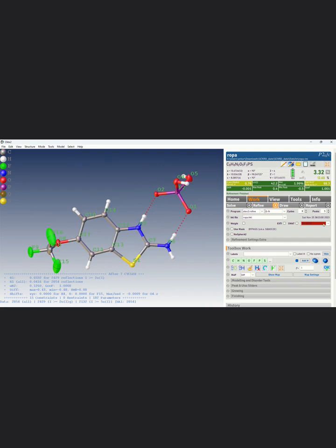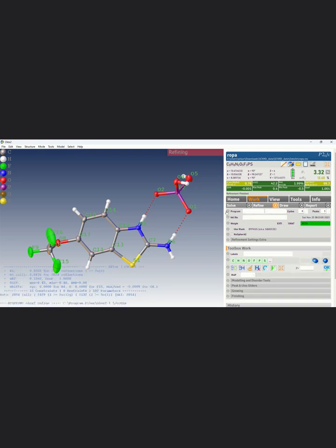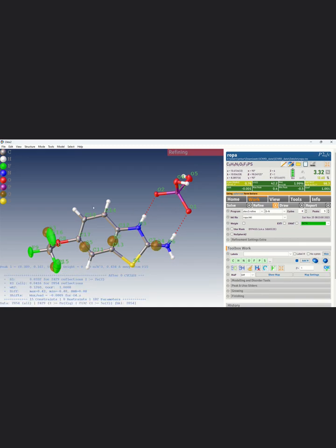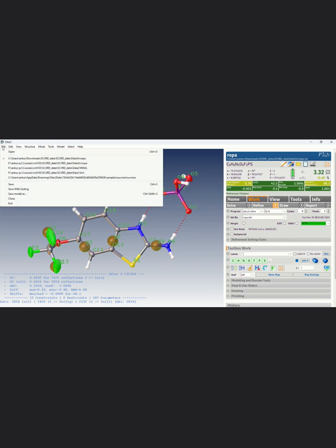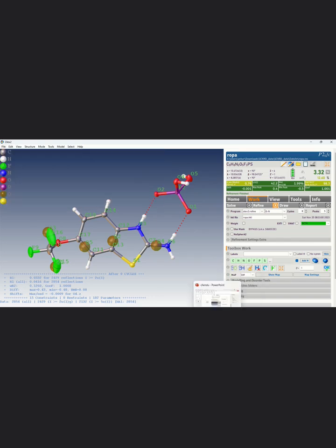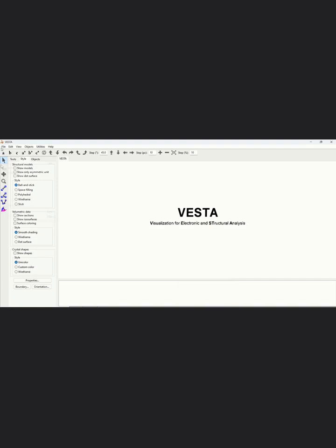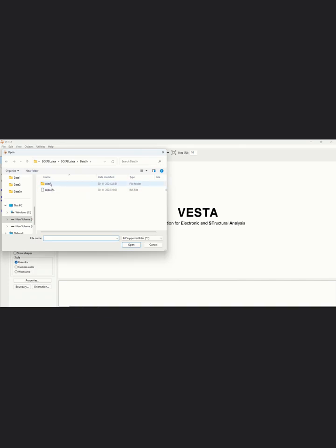Now we can generate a zip file by clicking on this ACTA and refining it. Now what we'll do is open the VESTA software. In this VESTA software, I will click on open new structure. Oh sorry, I will open the zip file. So this is the data 3, downloads. So this zip file is generated, and I will open it.